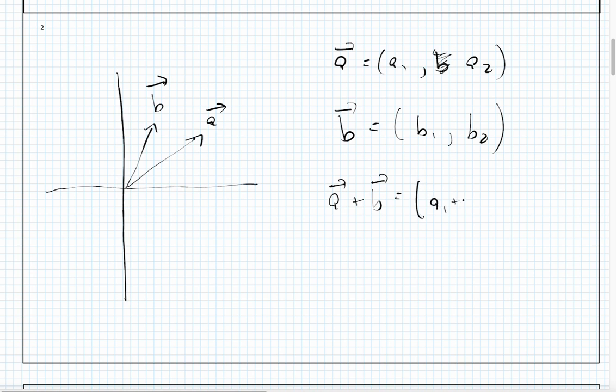It would be A1 plus B1, A2 plus B2. But pictorially what it means is I could take this vector right over here, and if I wanted to, I could put it right over here. And again, I would want to draw something, and I'm not a good artist. I'd want to draw something that is in the same direction as this one and of the same length. And now this is A and this is B. This point right over here would get me the head of the vector A plus B.